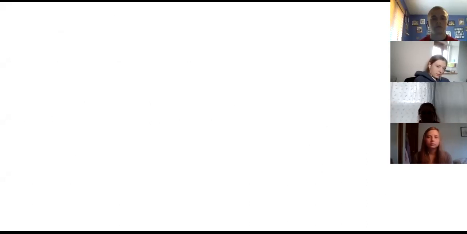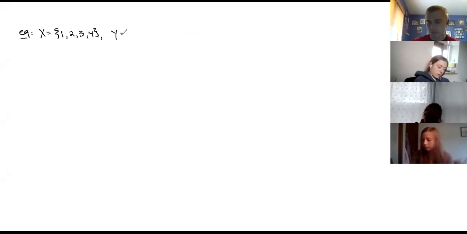All right, so new screen. For example, let's do a couple sets with finite cardinality first. So for example, let's say that X equals the set {1, 2, 3, 4}, and Y equals the set {A, B, C, D}. X is 1, 2, 3, 4, Y is A, B, C, D.